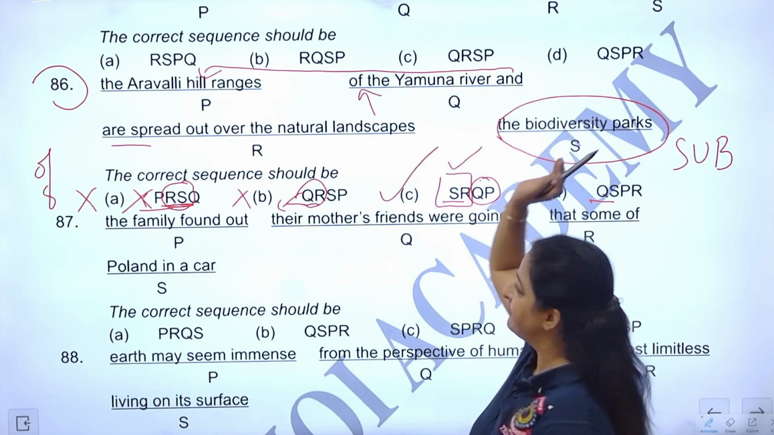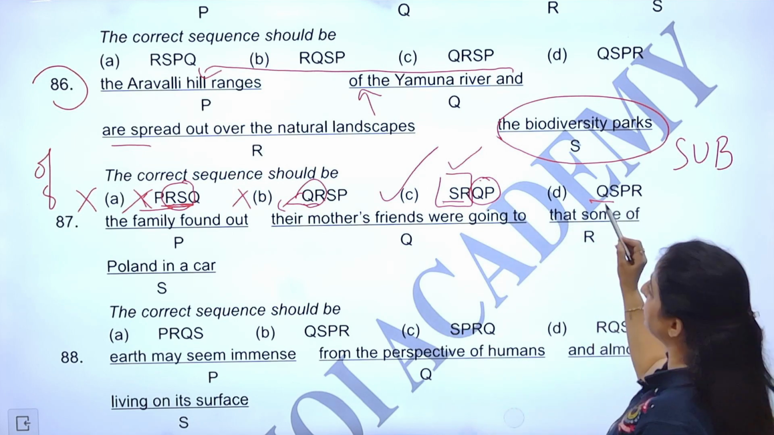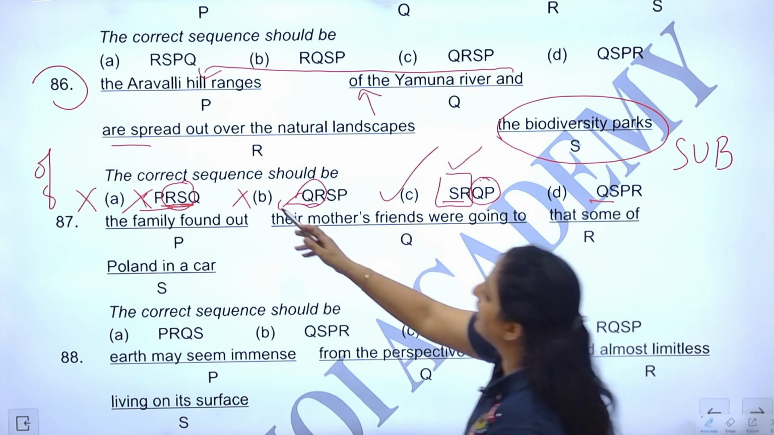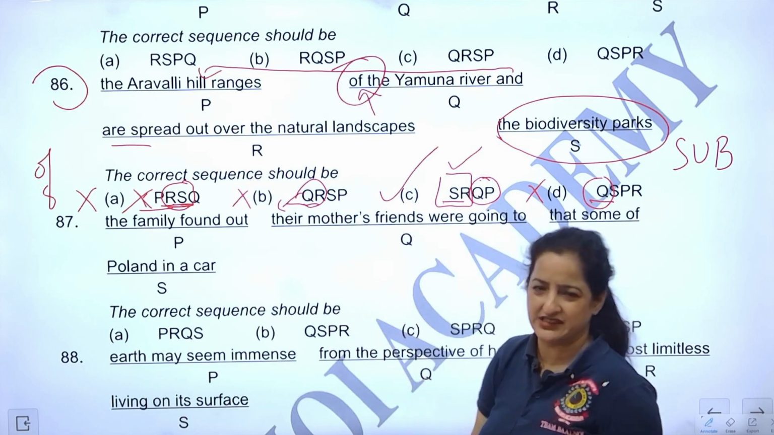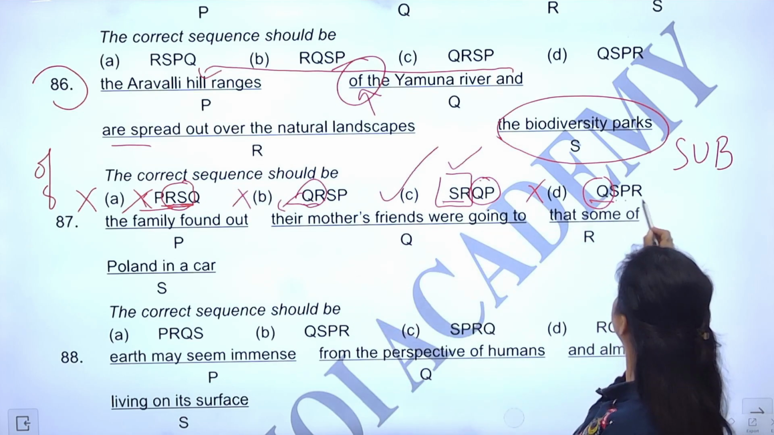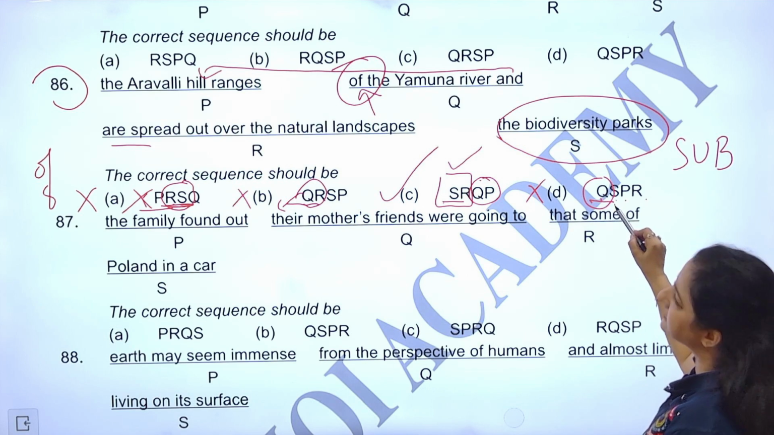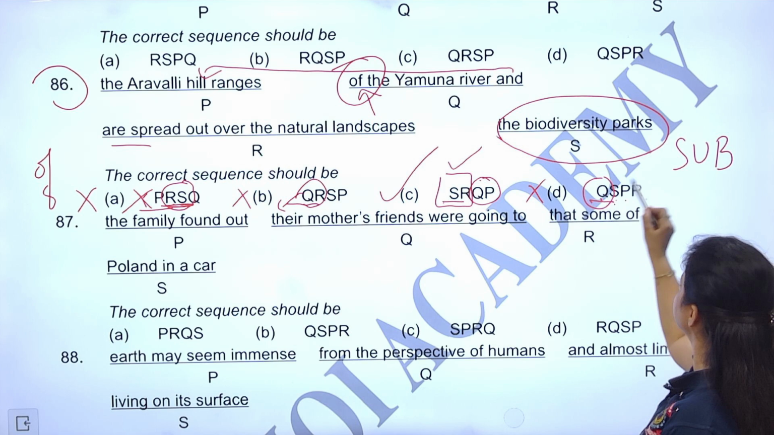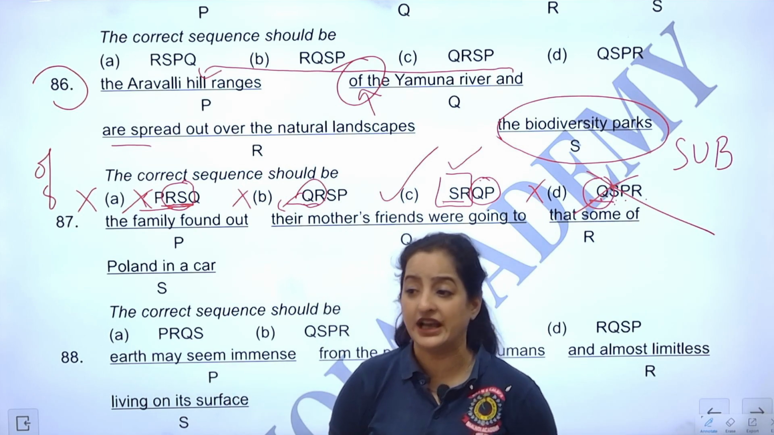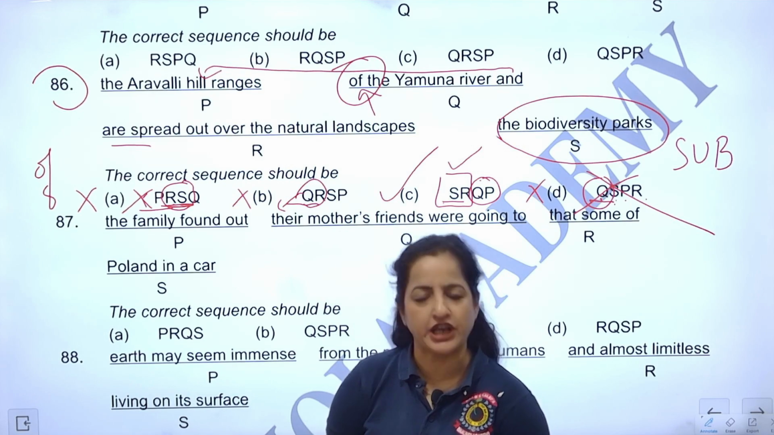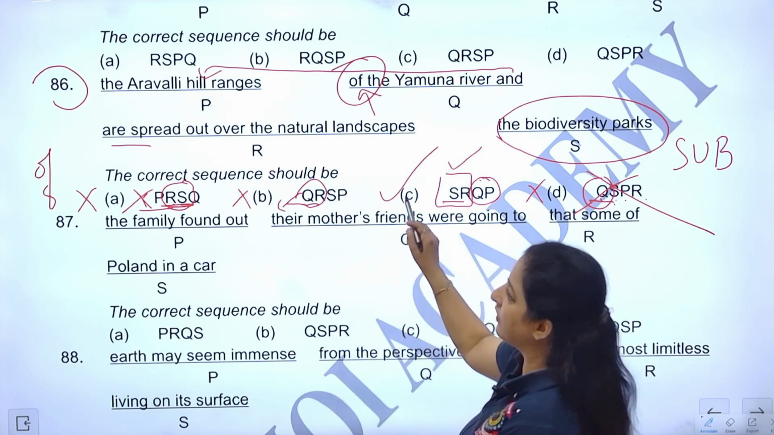Even Q and P. Charlie is making complete sense. Really looked like initially. Anyway, we'll still read this. Since we ruled out Bravo, I guess we can rule out Delta also because it's beginning with Q and really beginning with R doesn't make sense. We'll read it. QSPR. Of the Yamuna river and the biodiversity parks, the Aravali Hill ranges, nothing is connecting actually. They are all three dissociated fragments. They're not gelling up. They are not cohesive. They should stick together. They should make some meaning together, which they aren't. So the correct answer of 86 is Charlie.